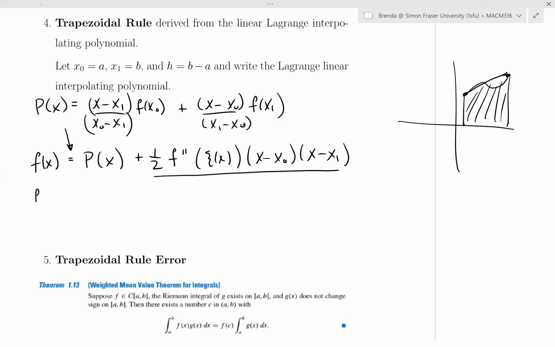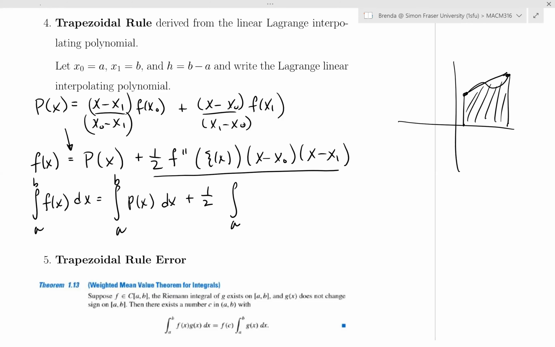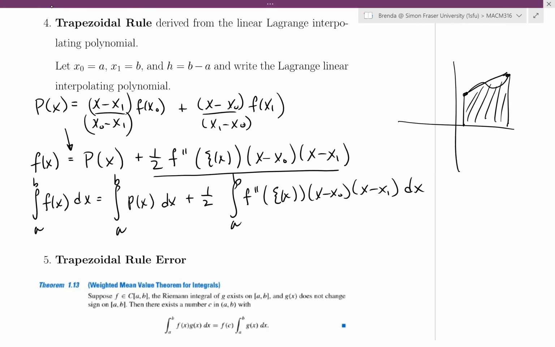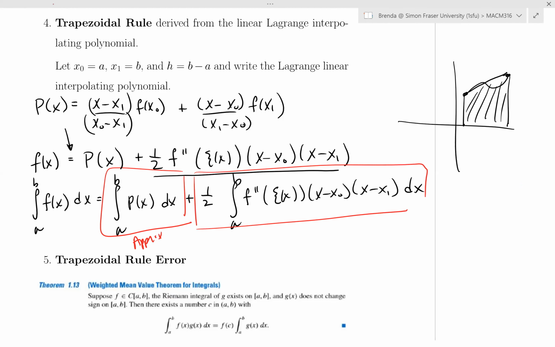Okay, so now what I want is the integral from a to b of f of x. So I integrate on the other side as well. I'll get the integral from a to b of p of x dx plus 1/2 the integral from a to b of f double prime psi of x times (x minus x naught)(x minus x1) dx. Like that. This here is my approximation. This here is my error term.